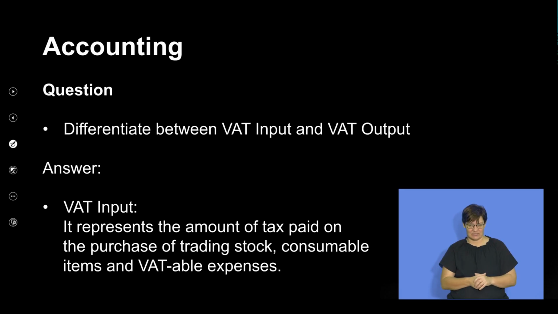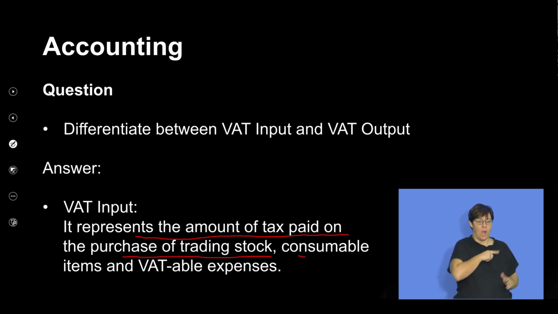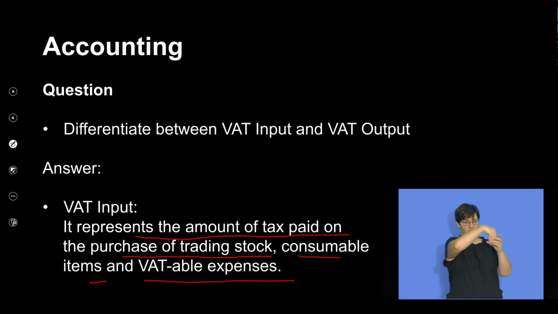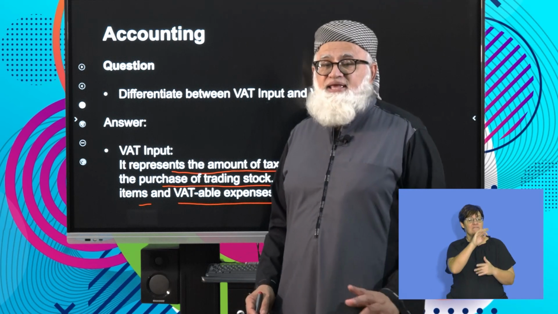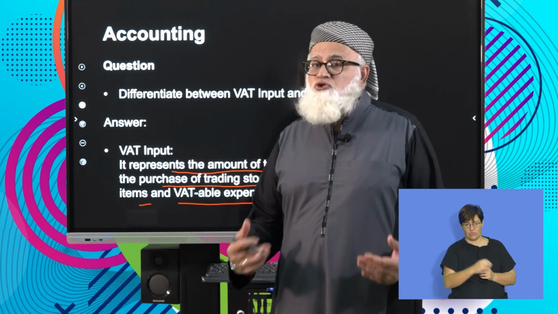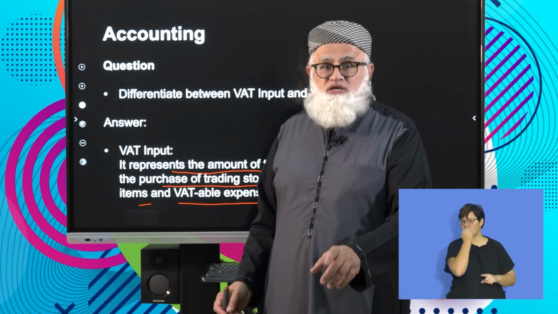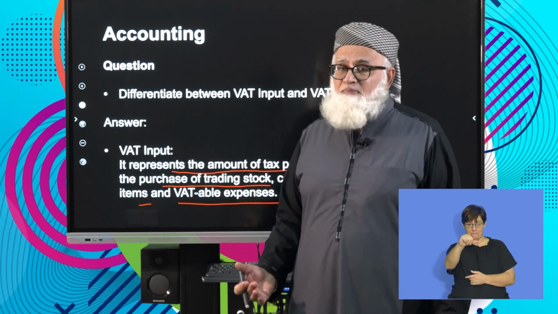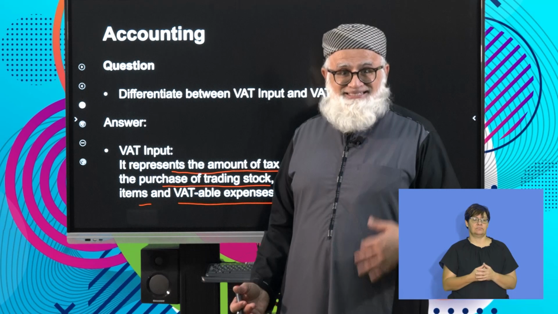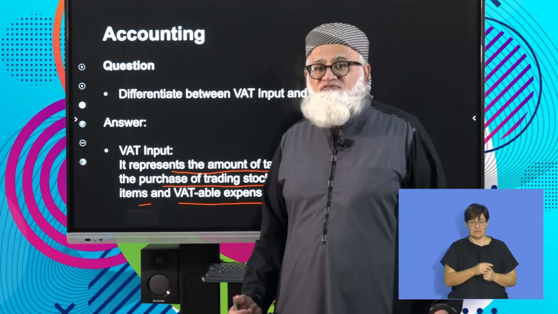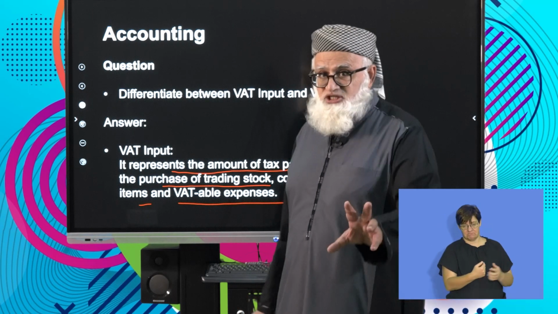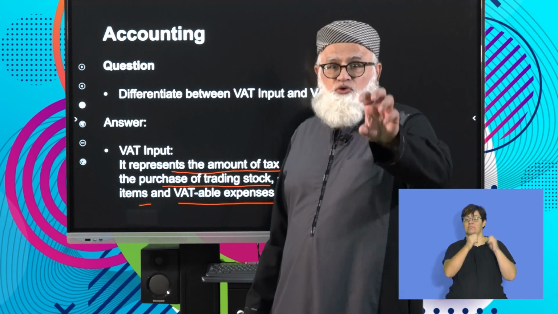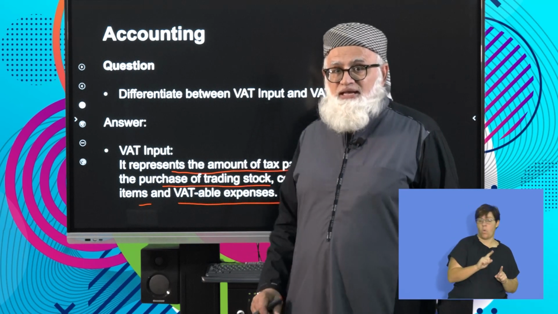Here goes. VAT input represents the amount of tax paid on the purchase of trading stock, consumables, items, and VATable expenses, right? Because remember, you're going to get some items that are not VATable. And again, here's some homework for you. Go and do some research to find out which expenses you can claim VAT on, which expenses you can't claim back the VAT on, right? For example, if you pay VAT on entertainment expenses, you cannot claim back that VAT from SARS. Okay, but that's homework for you to draw up a list of items where you can claim back VAT and items that you cannot claim back VAT on.